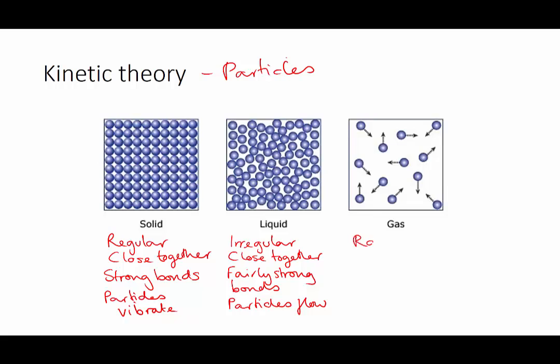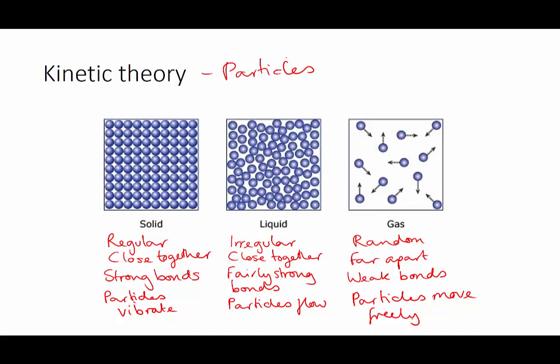In a gas, the particles are randomly arranged. They are far apart, and there are weak or no bonds between them. And the particles can move freely. Okay, so that's what you need to know about what's going on in the particles.